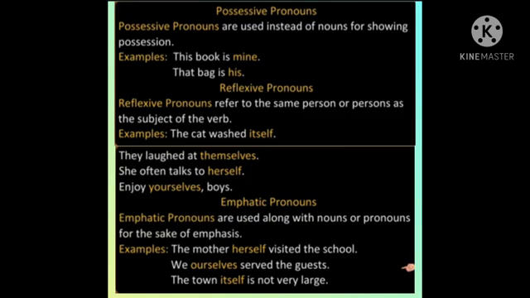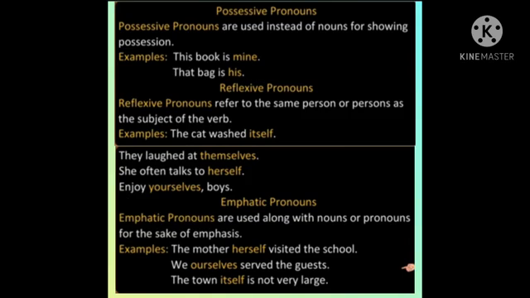So these types of pronouns are called the emphatic pronouns. Don't get confused between reflexive pronouns and emphatic pronouns. Even though both of them end with self, emphatic pronouns will always be seen along with the subject of the sentence. You can see the example.